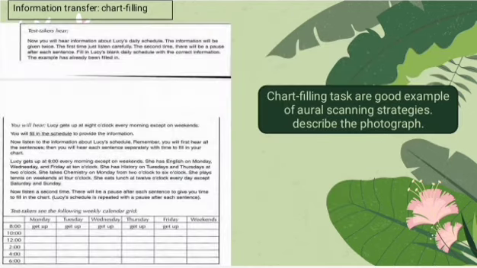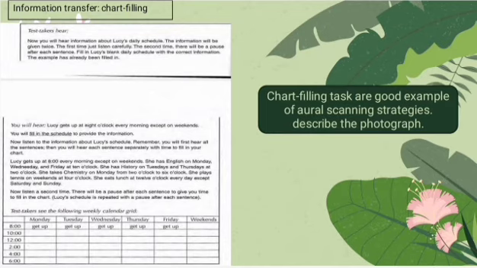Okay, we move on to the third type of information transfer, which is chart filling. This chart filling becomes more complex because first the test taker will listen to a very long description, and while they listen they can look at a map of the layout.